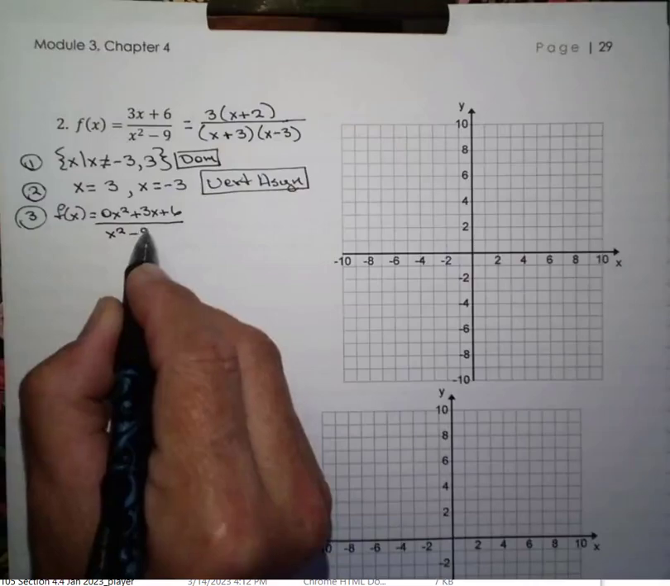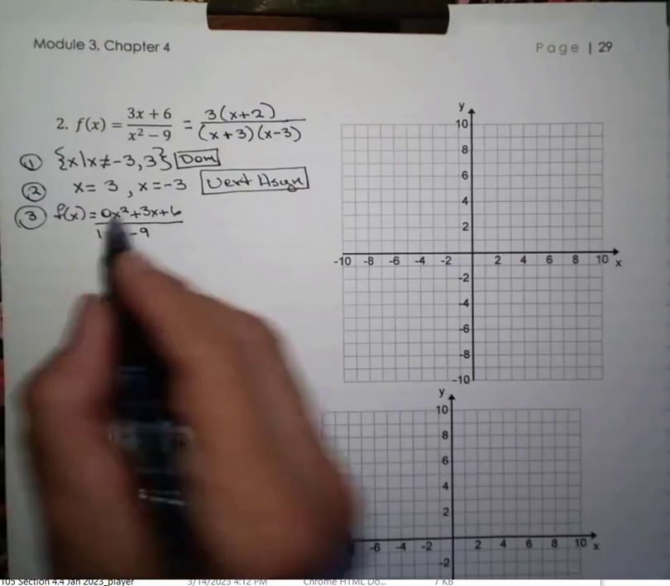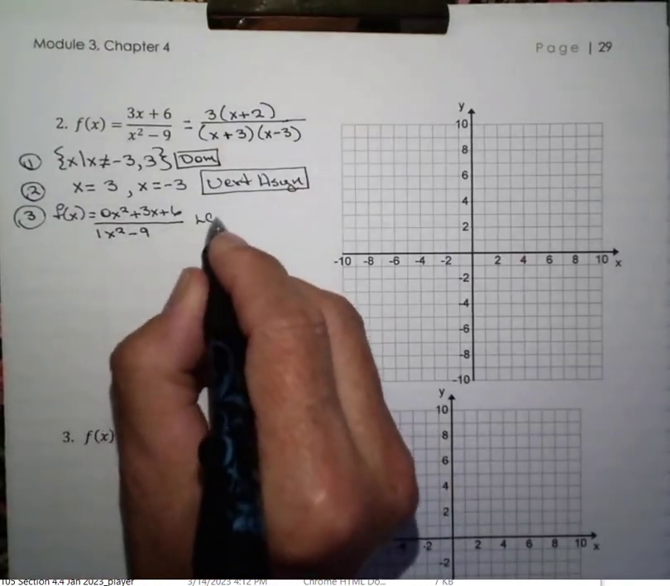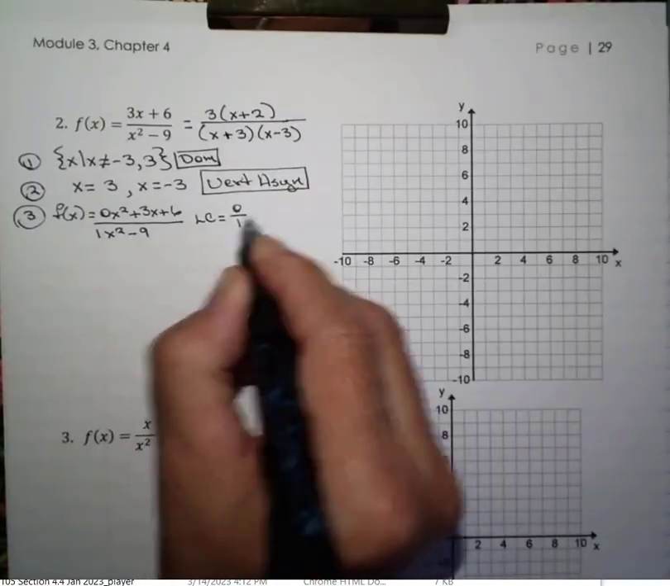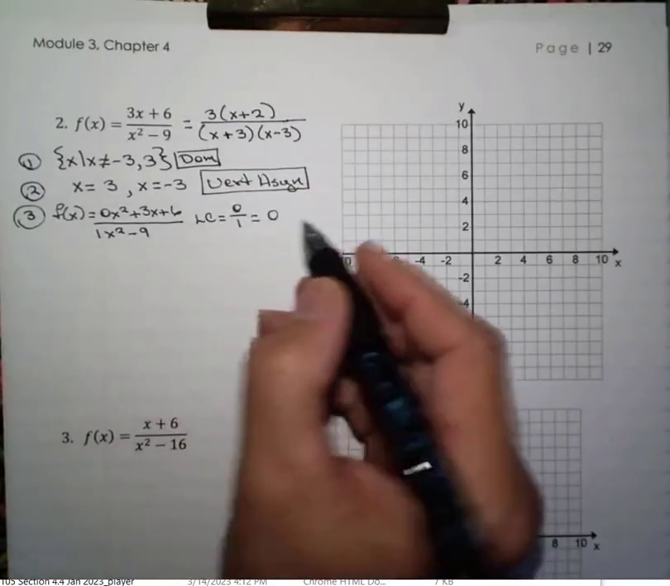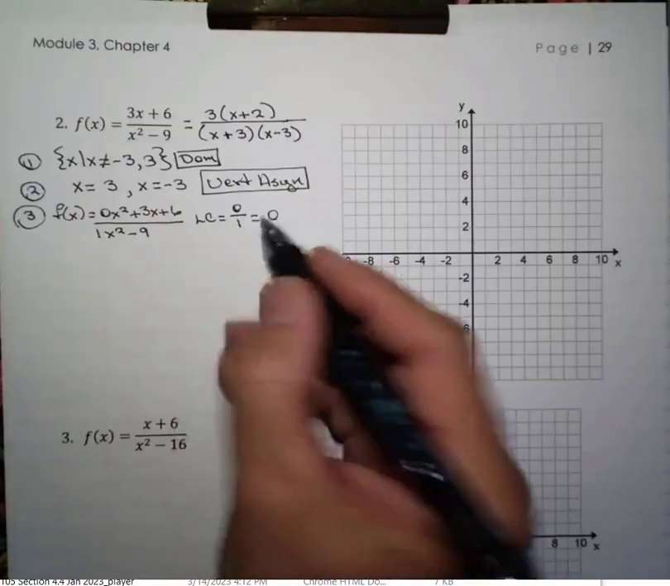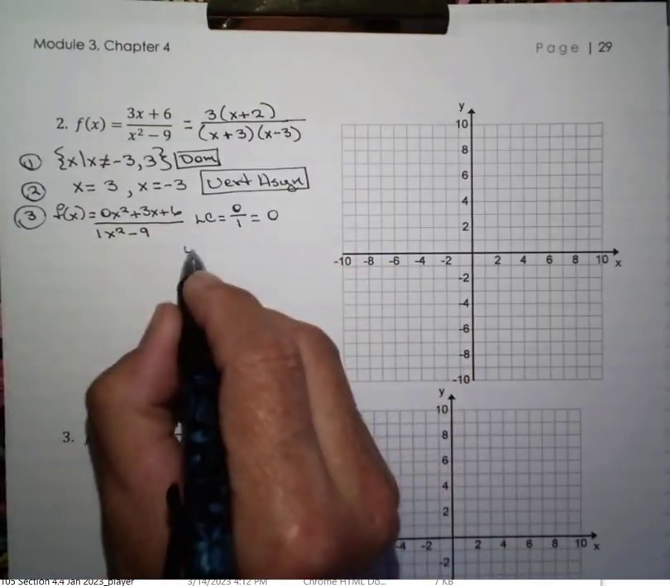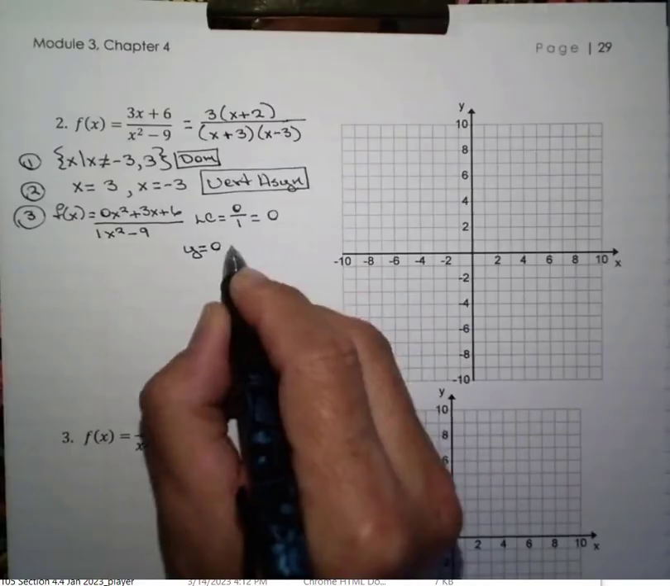This is still x squared minus 9, and now I can say, well, that's a 1. What's the leading coefficient here? It's going to be 0 divided by 1, which is 0. So there's my horizontal asymptote. Horizontal asymptote, y is equal to 0.